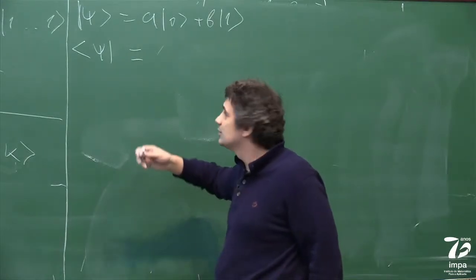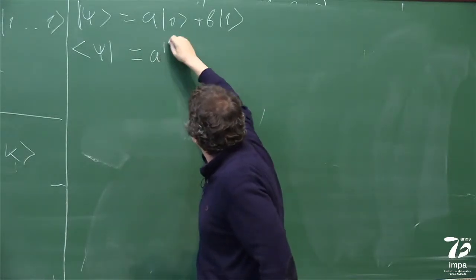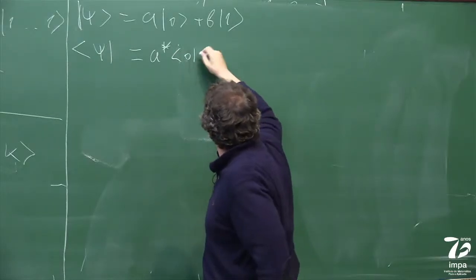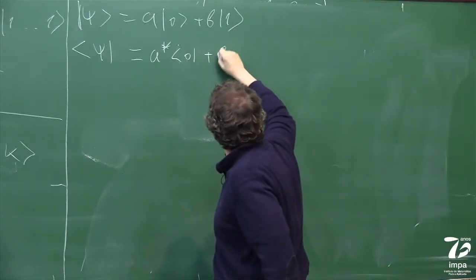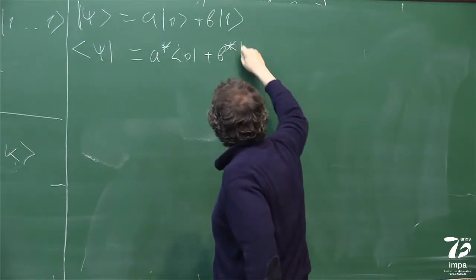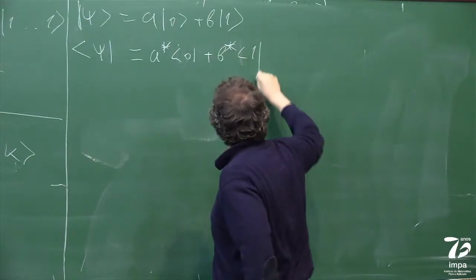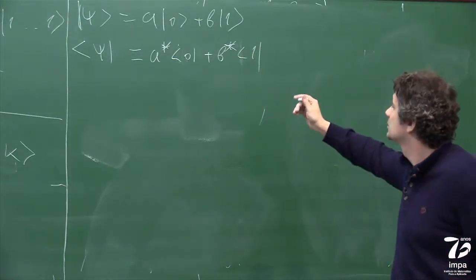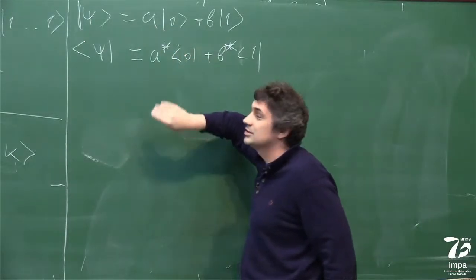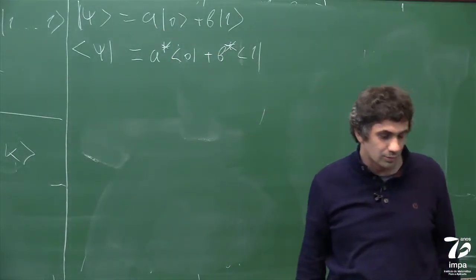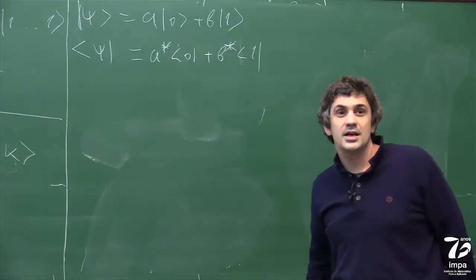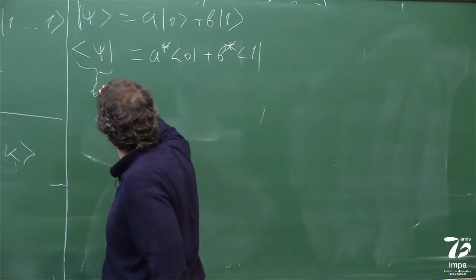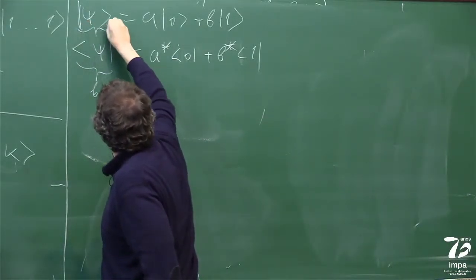Yes, so in the end I will say exactly like this, where star is a complex conjugation. Yes, so this is a complex number, and star is the complex conjugate. And so this is called bra, and this is called ket.